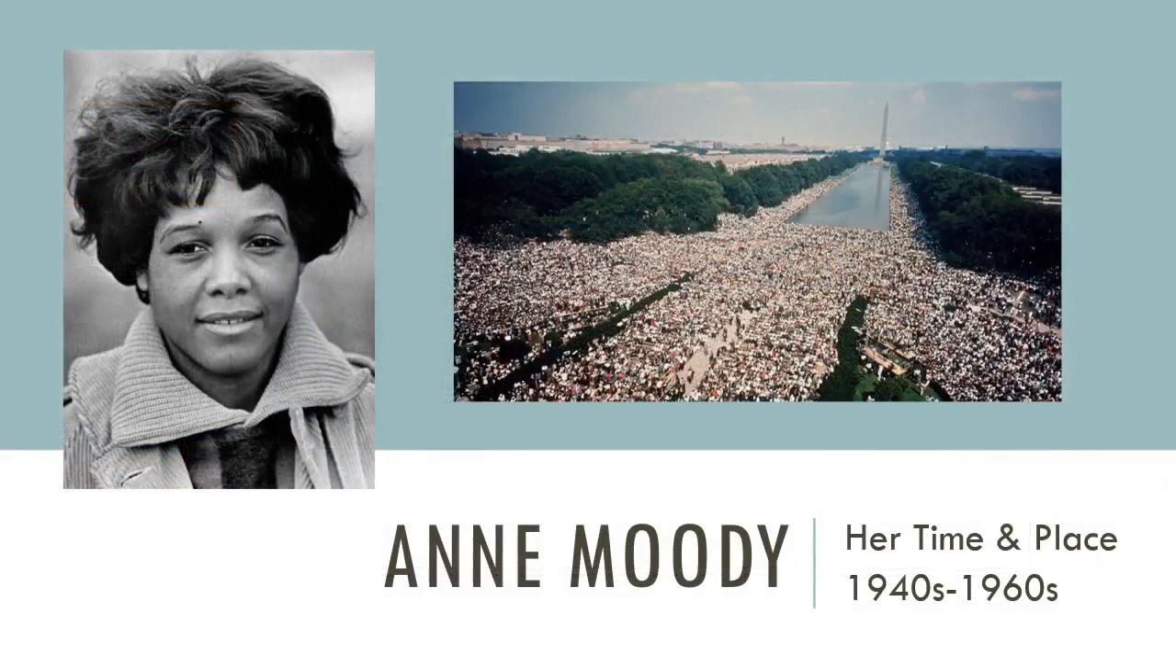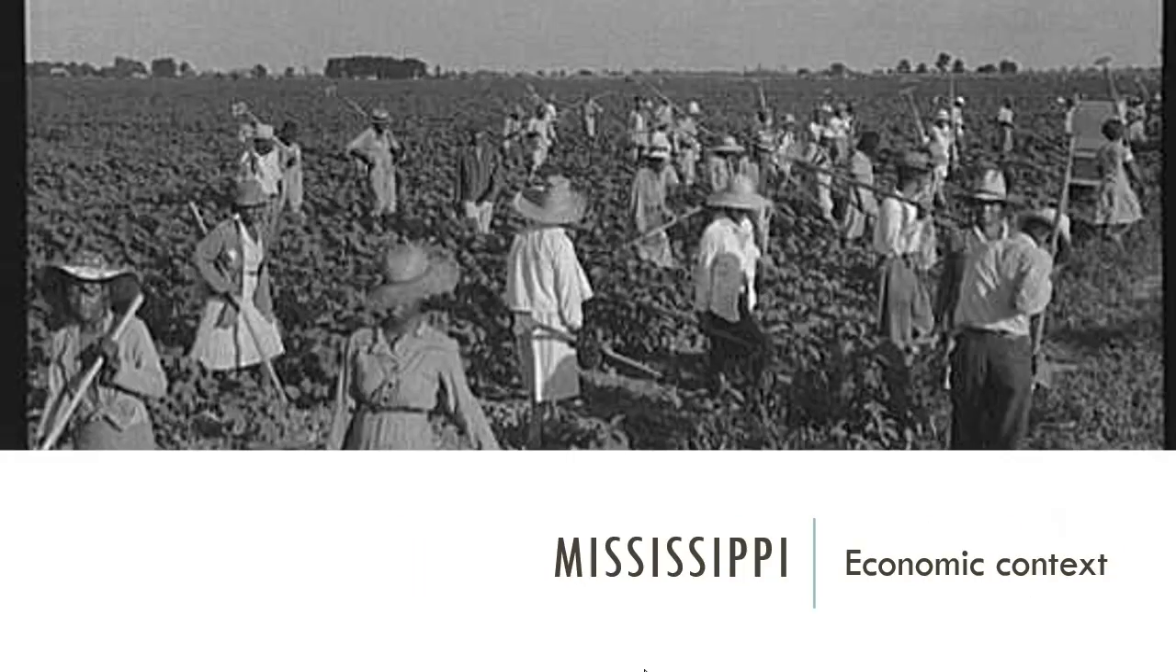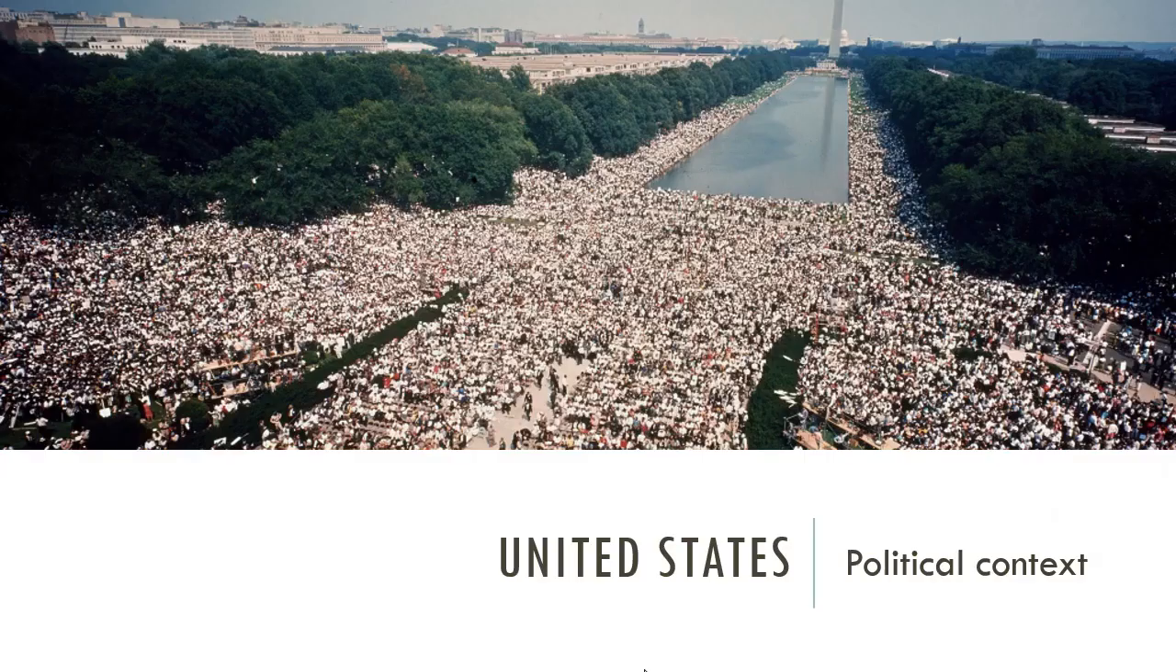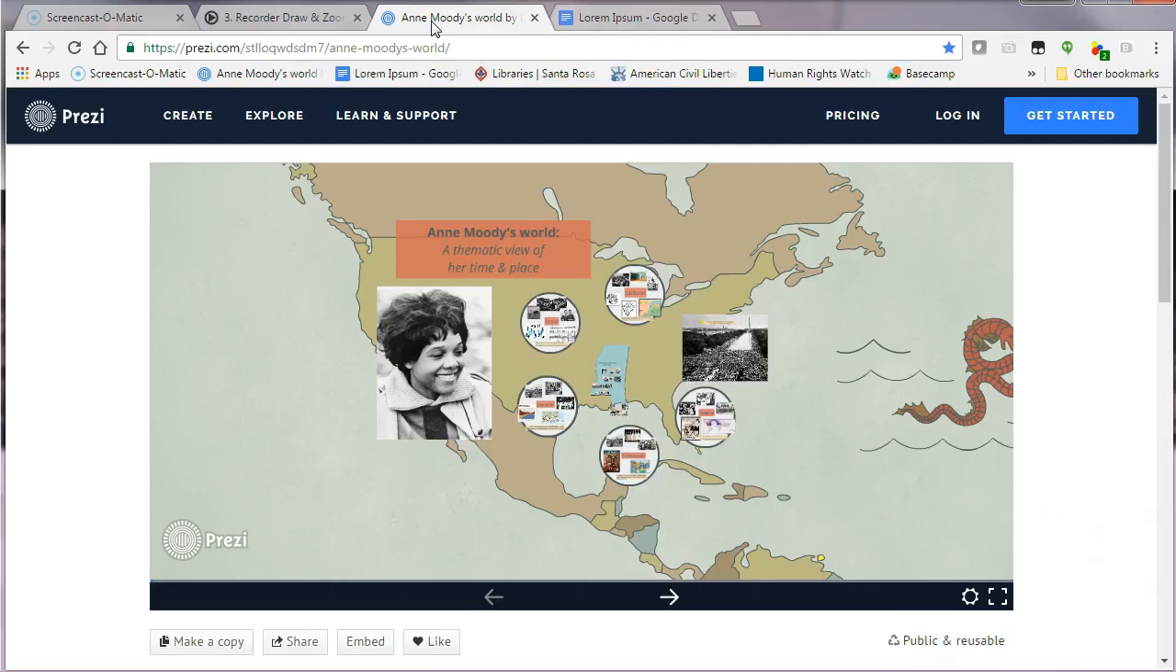I have a PowerPoint slideshow inside the frame as an example so you can see how the slide displays as I click through them while I talk. I can go from slide to slide and tell the students about the economic context of Mississippi in the 1940s through the 1960s. Go on to my next slide and talk about social context, and on to political context.